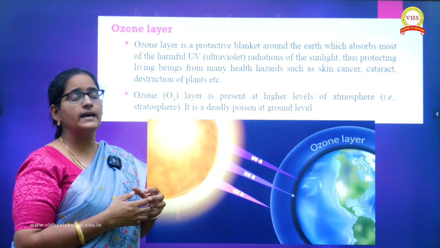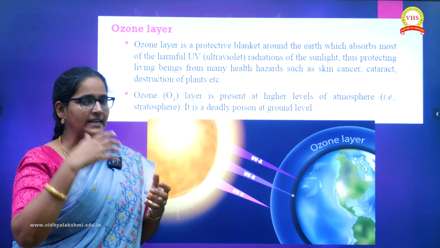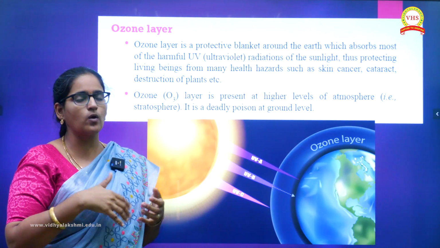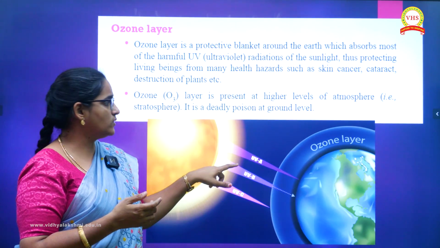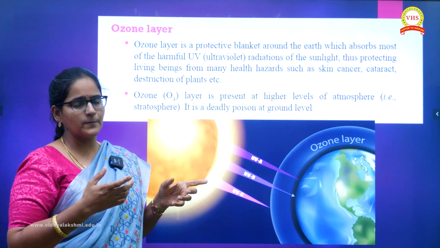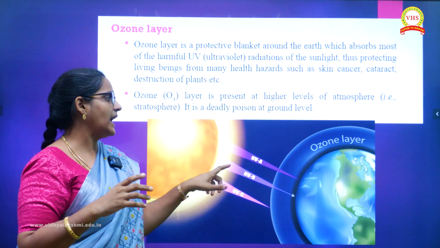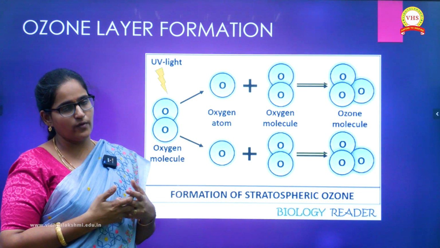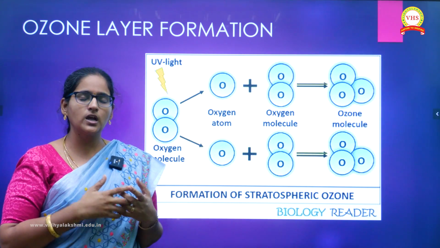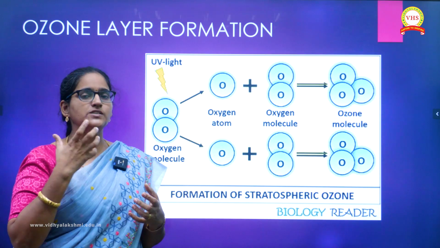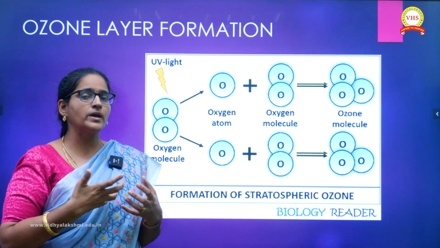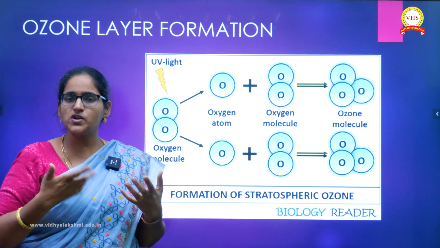Even though it is a deadly poisonous gas, if this ozone molecule is present at ground level, none of the organisms can survive in its presence. But it is very far away from us, and it is also doing a good thing for us. So this ozone molecule, represented by the molecular formula O3, how is it formed? How does the formation of this ozone molecule naturally take place?